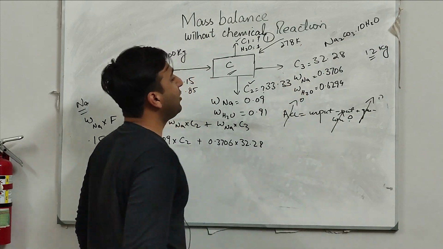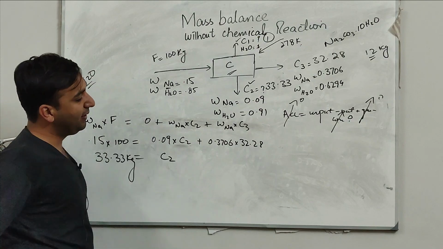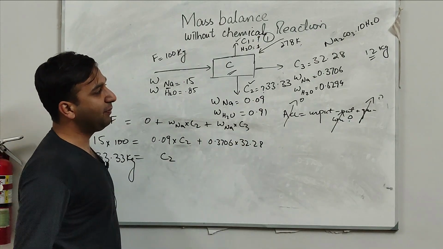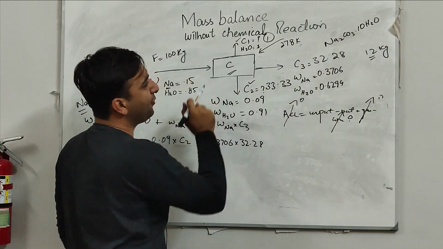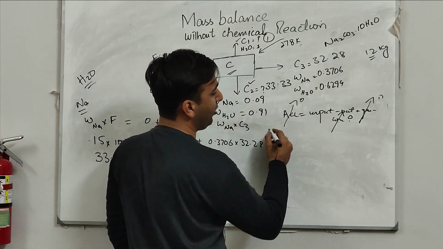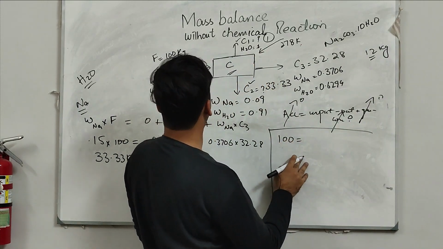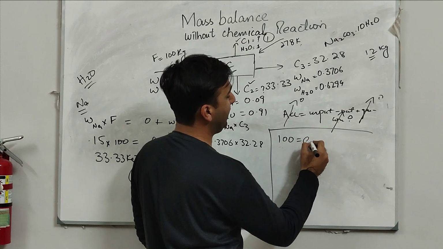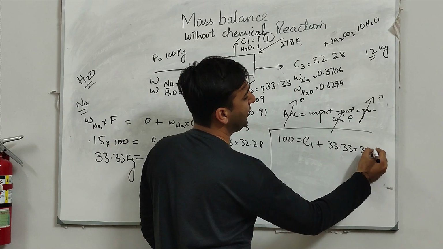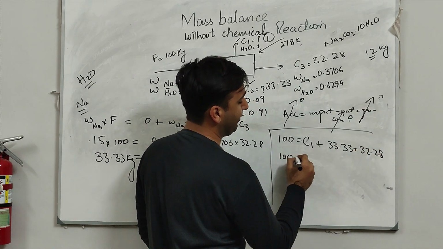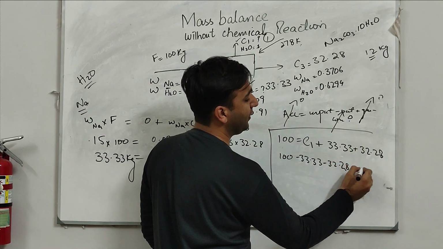So now you can write the balance for H2O, and you can find the amount of C3 by this equation as well. But as I now know 3 out of 4 unknowns, I can apply the overall mass balance for finding C1. So 100 is equal to C1, I don't know, plus 33.33 plus 32.28. So 100 minus 33.33 minus 32.28 is equal to C1.